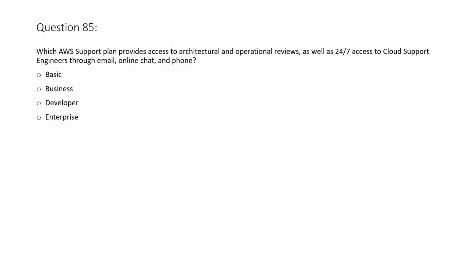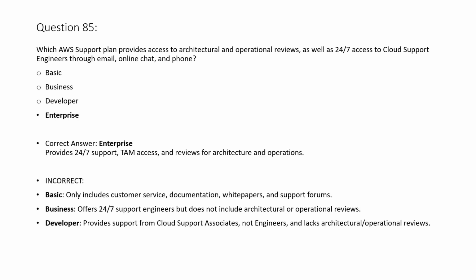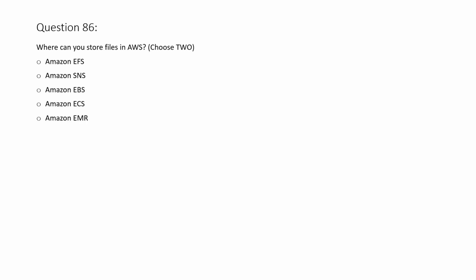Question number 85. Which AWS support plan provides access to architectural and operational reviews, as well as 24/7 access to cloud support engineers through email, online chat, and phone? The options are Basic, Business, Developer, and Enterprise. And the correct answer is Enterprise, which provides 24/7 support, TAM access, and reviews for architecture and operations.